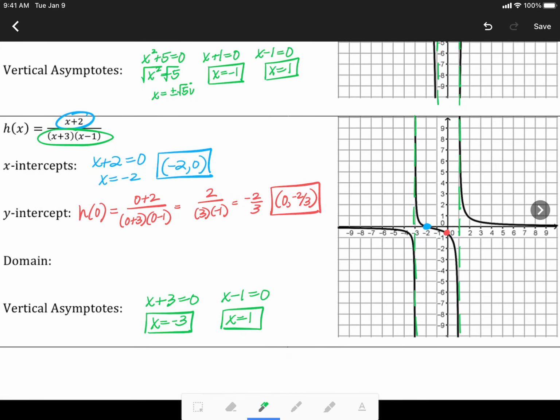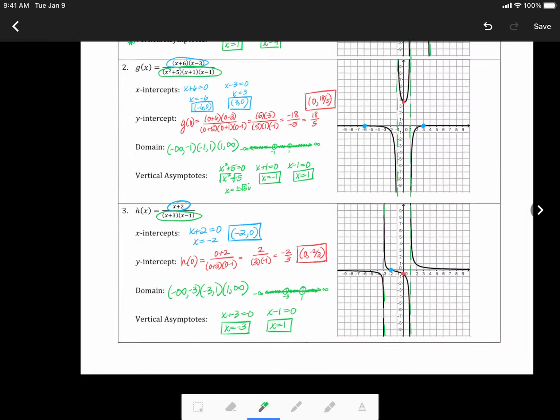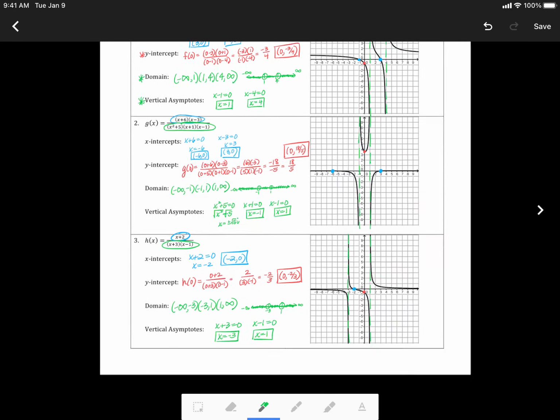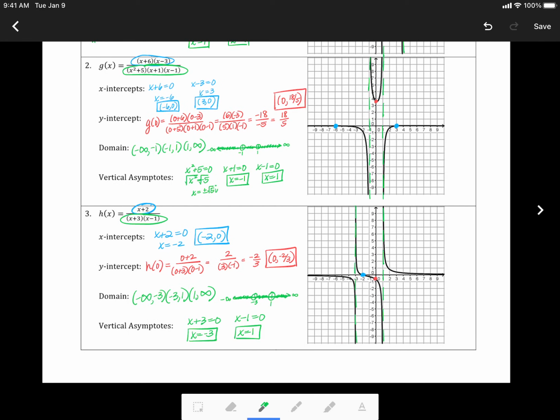So when we're doing our domain, we're thinking, well, it is every single number from negative infinity to positive infinity, but there's this break at negative 3 and this break at positive 1. But every number up to negative 3, every number between negative 3 and 1, and every number past 1 is going to work. So that's negative infinity up to negative 3, negative 3 to 1, and 1 to infinity. So there are those first two solutions for you.